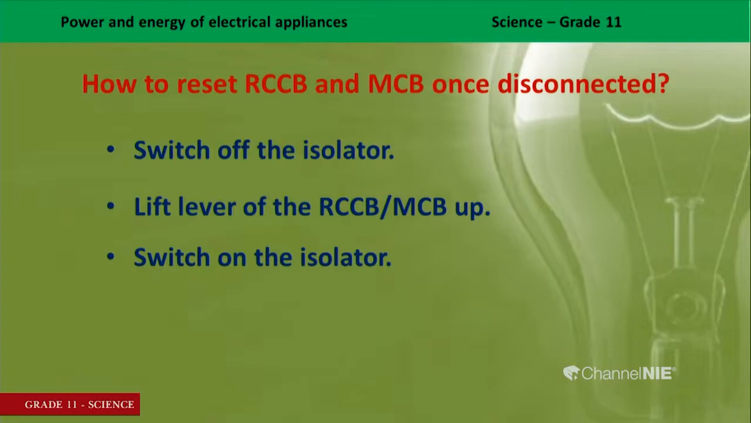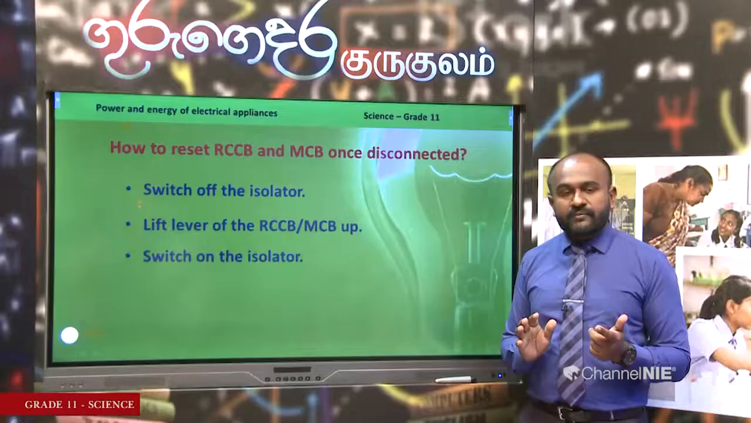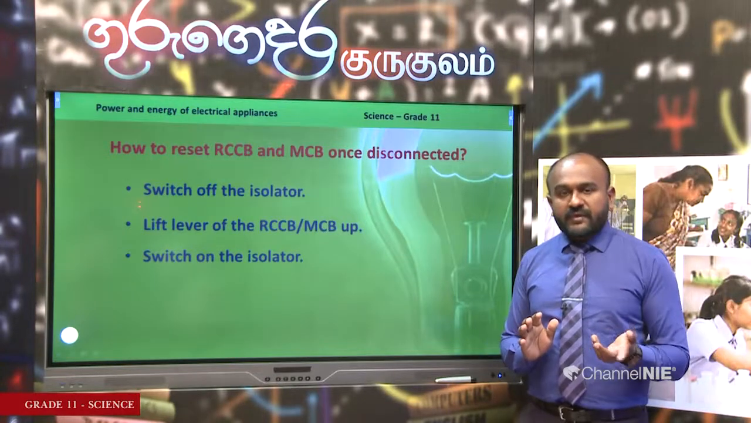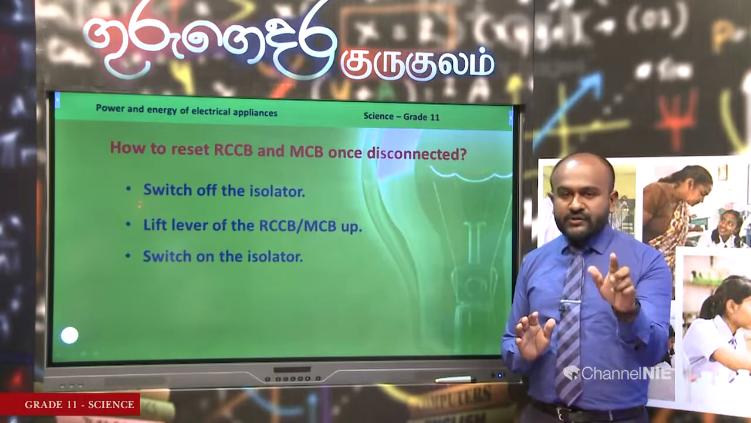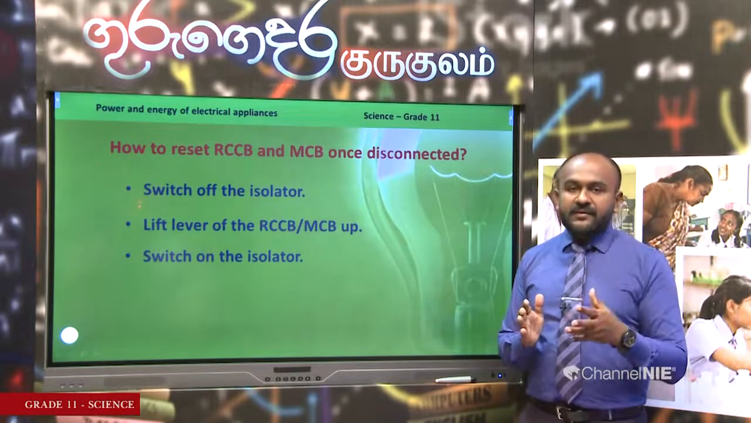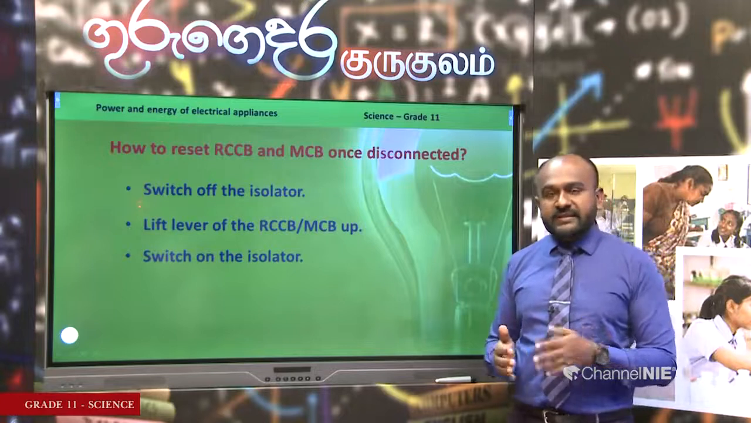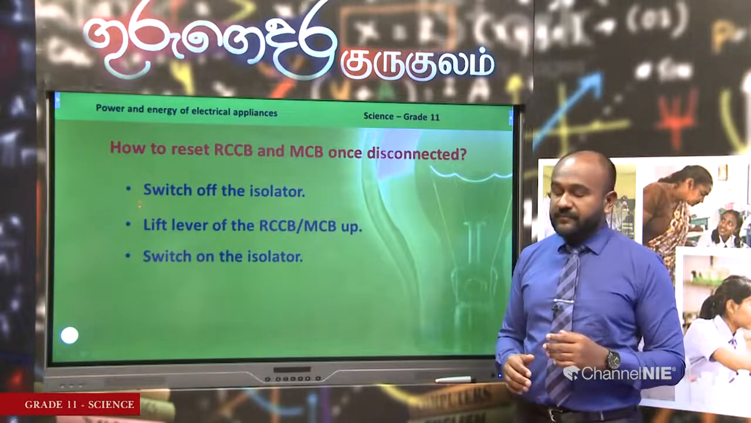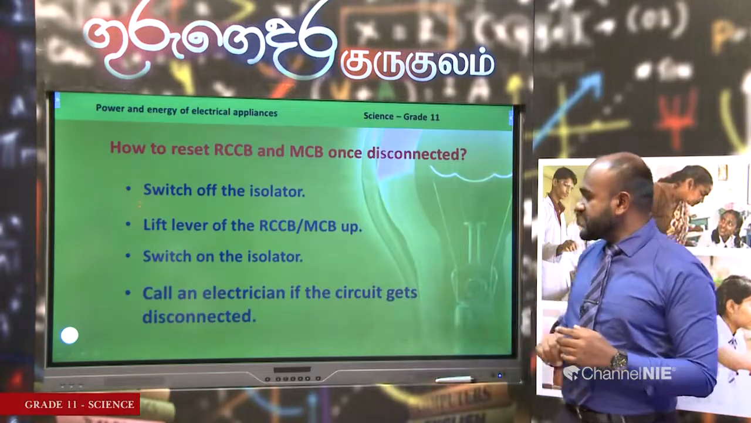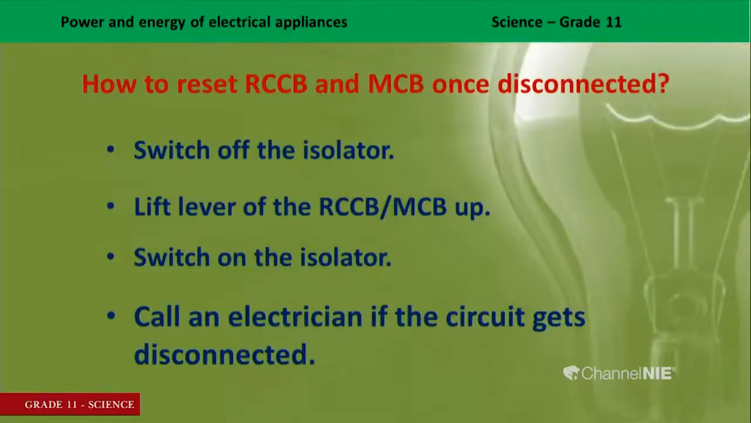Switch on the isolator. Now, think that even after doing this, if you notice that the circuit still does not work, then what do you have to do? Yeah. So, then you have to call an electrician. As I told you earlier, if you are an electrician yourself, you can do it, no problem, but otherwise you have to call an electrician and get this done. Call an electrician if the circuit gets disconnected.